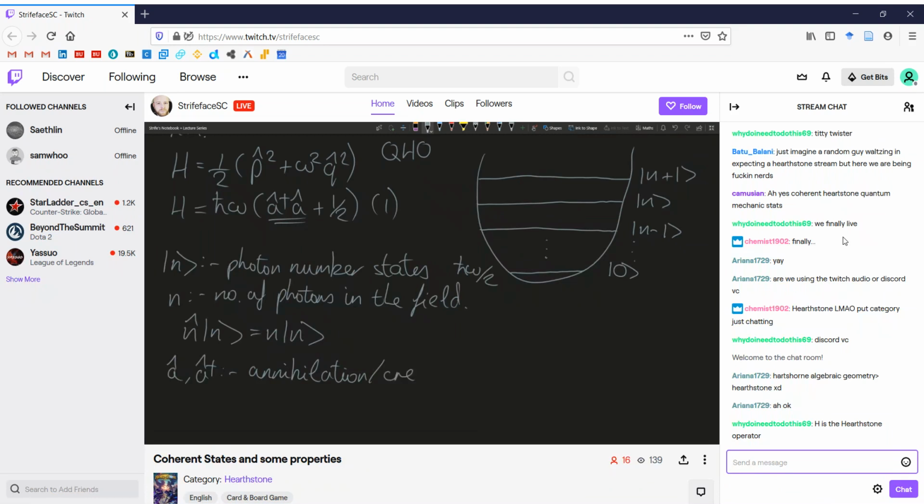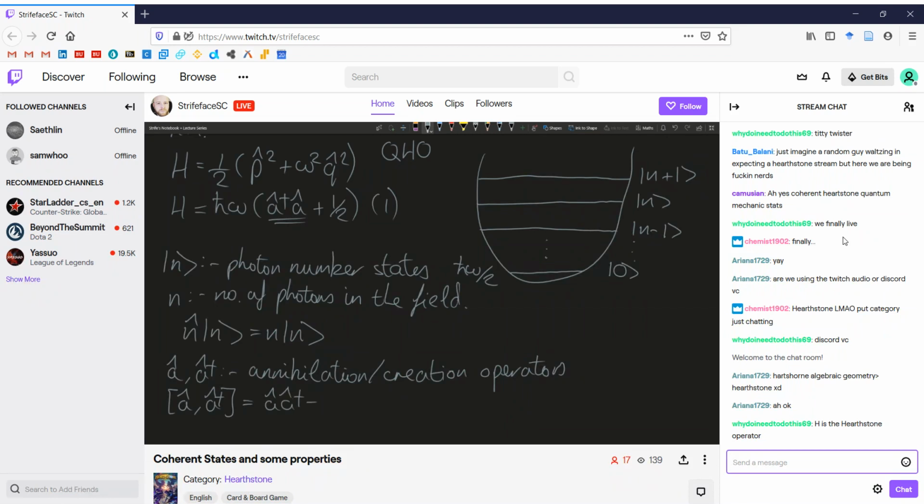Now, these do not commute with each other. So they have the commutation relation: the commutator of A and A dagger equals, and we know that the commutator of two operators A and B is AB minus BA. So we have A A dagger minus A dagger A. And in this case, it equals 1. So that is a key point to remember throughout the rest of this talk.